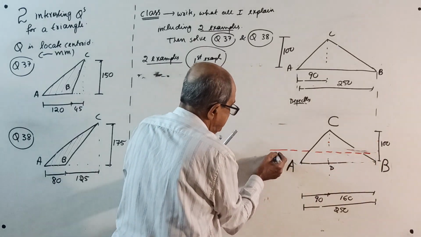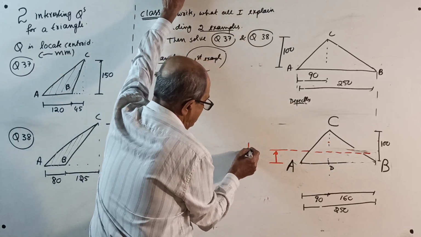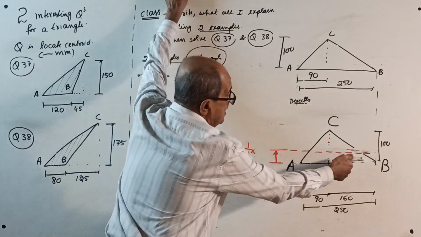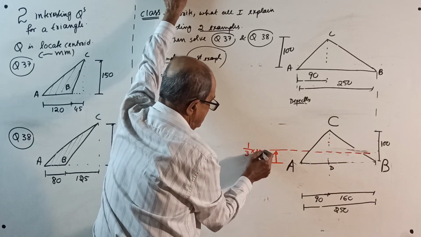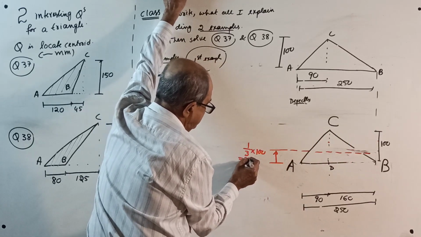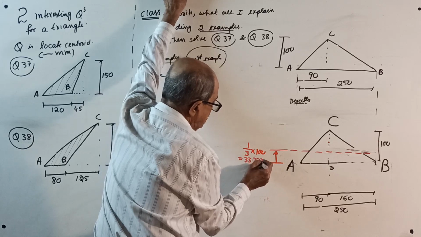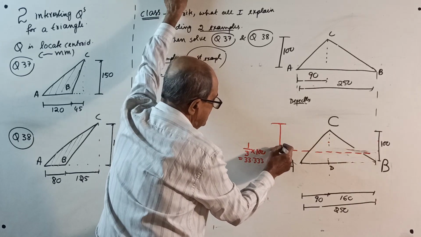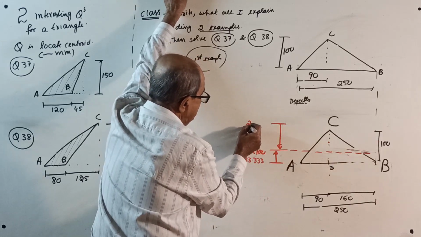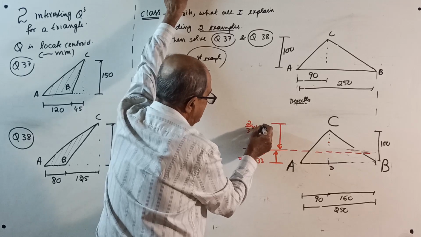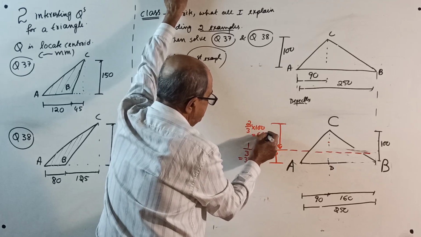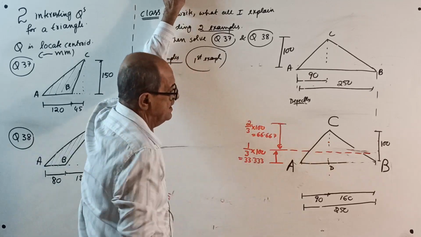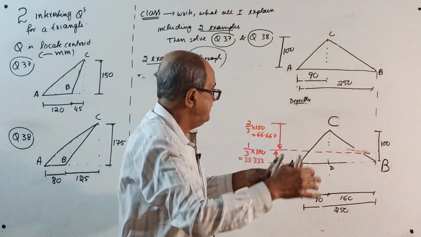So, this distance is 1/3 of 100, equal to 33.333. We will go to third decimal, sufficient. From top, if you want, this is 2 by 3 of 100, equal to 66.667. Okay, cleared. What about along the base?